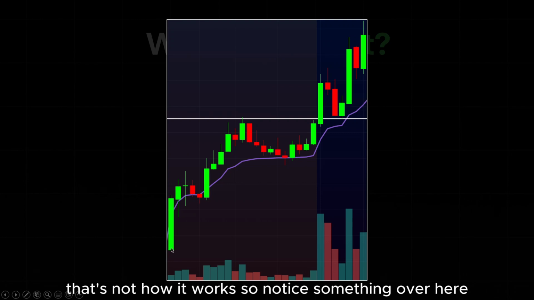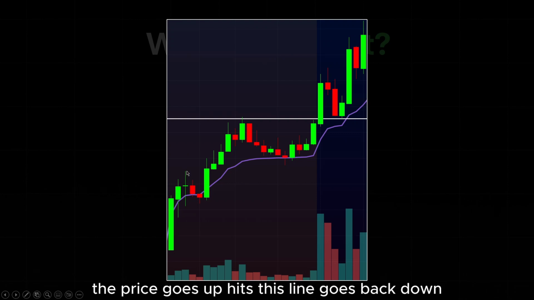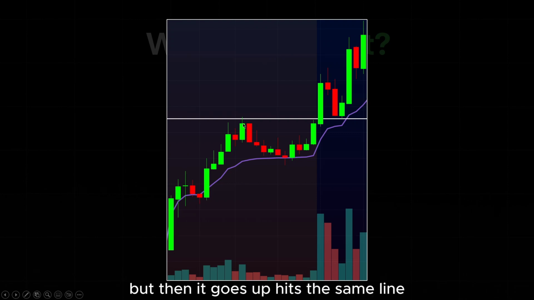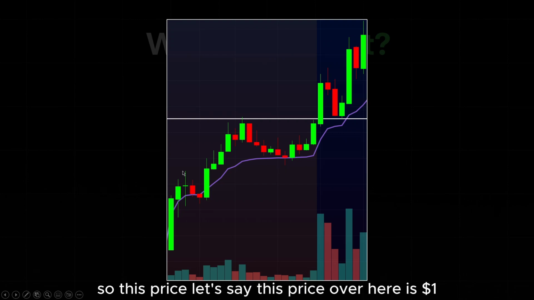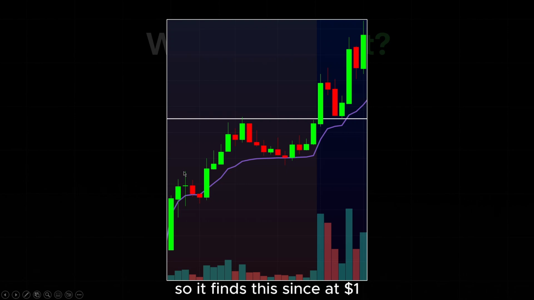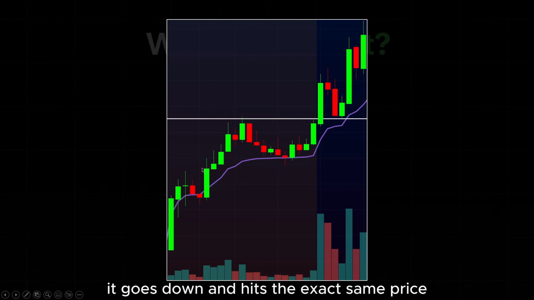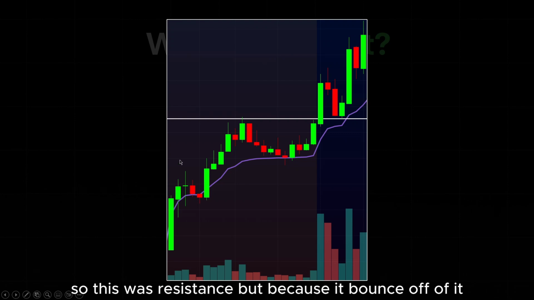So notice something over here. The price goes up, hits this line, goes back down. But then it goes up, hits the same line. So let's say this price over here is $1. It finds resistance at $1. But then it goes back up, goes down and hits the exact same price. This $1 area we've been talking about hits the exact same price and bounces back up. So this was resistance, but because it bounced off of it, it's now support.